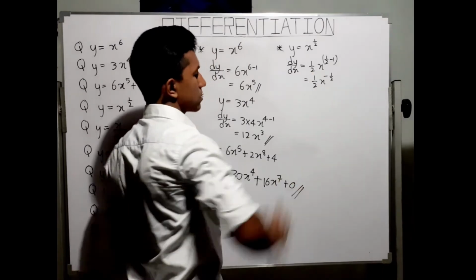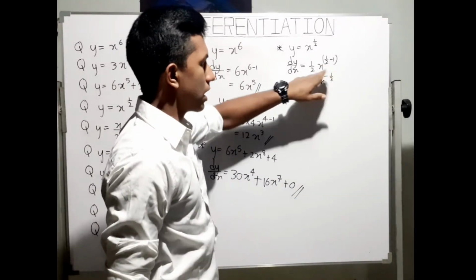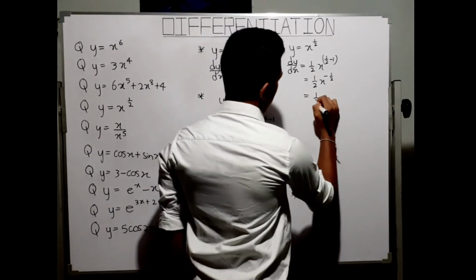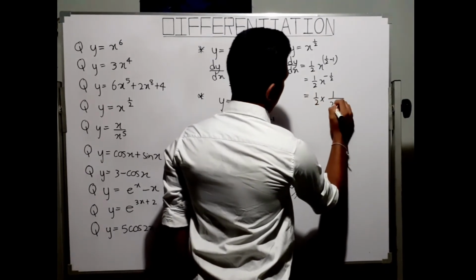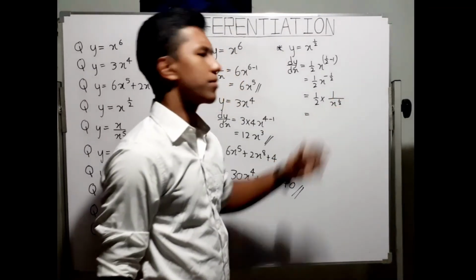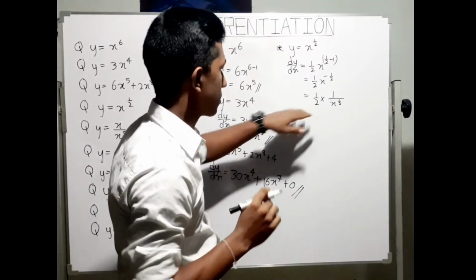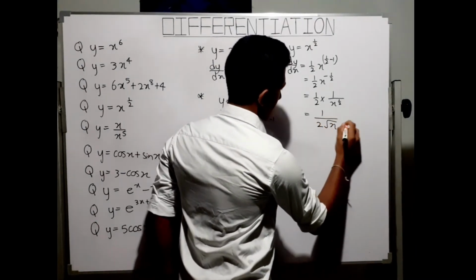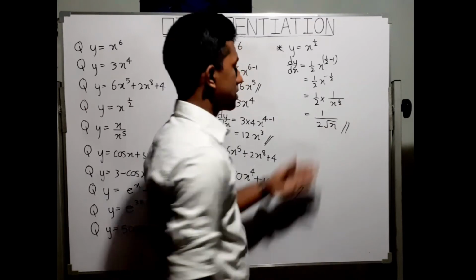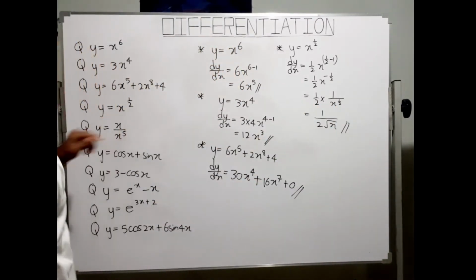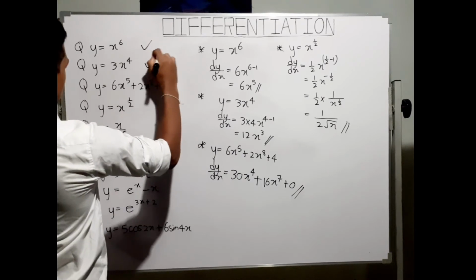Now x has a negative power. So we bring it down and make it positive. So it's going to be half multiplied by 1 over x to the power half. Anything to the power half basically means square rooting. So when you simplify it and write it, it's going to be 1 over 2 root x. Root x is the same as x to the power half. So that's that, and we discussed this.